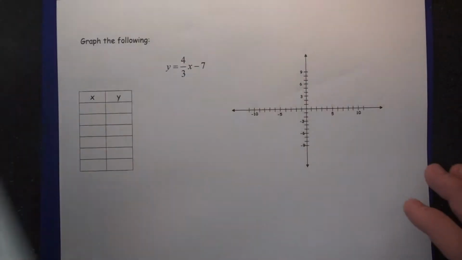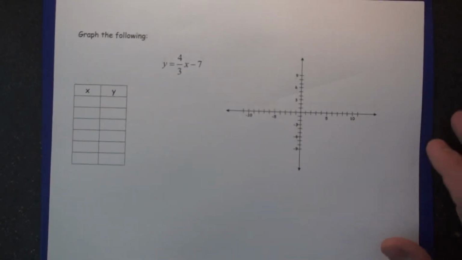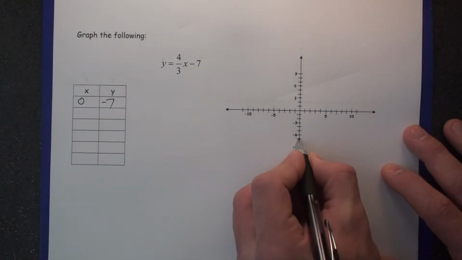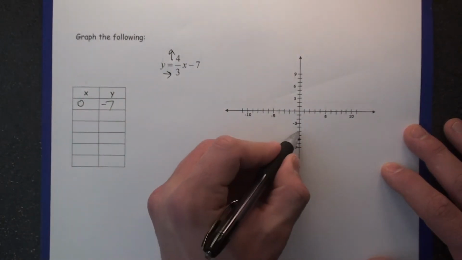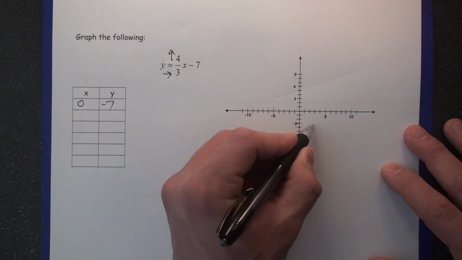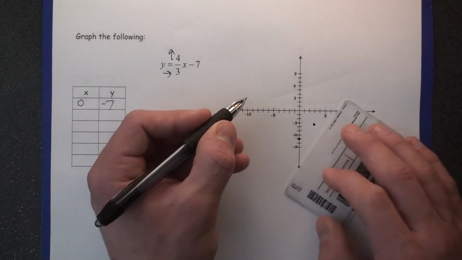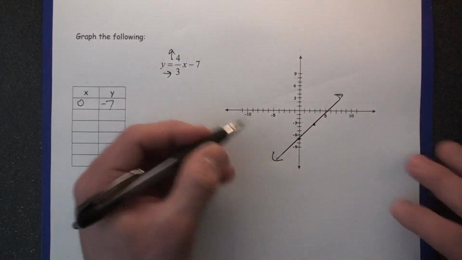Now we're going to go to the shortcut. Here's one with a fraction with a shortcut. You do not need to plug in numbers for x. Let's just do 0, negative 7. That's going to be our first point. Then our rise up 4 to the right 3. 1, 2, 3, 4. 1, 2, and 3. Therefore, this would be the correct graph for this equation.